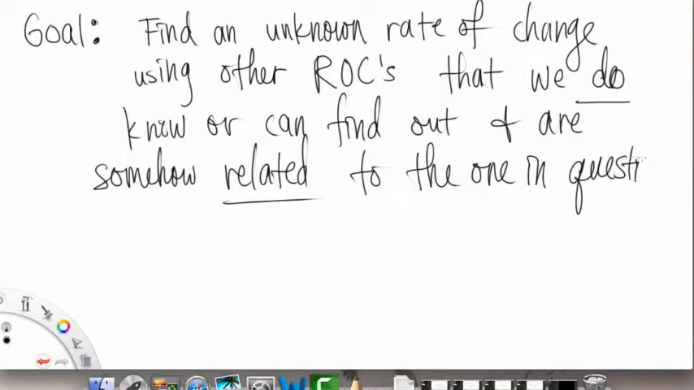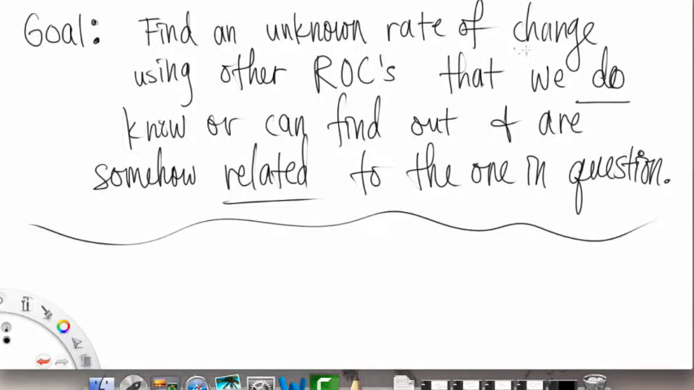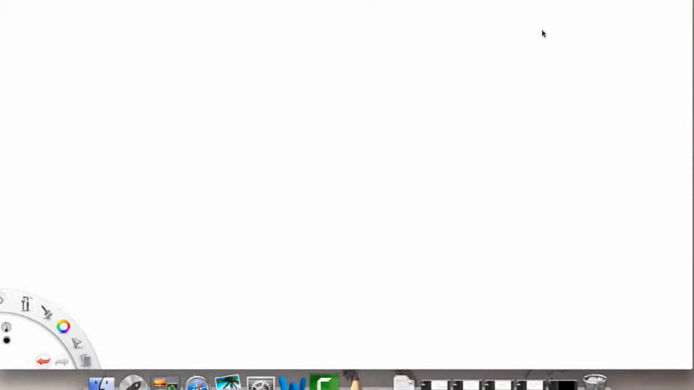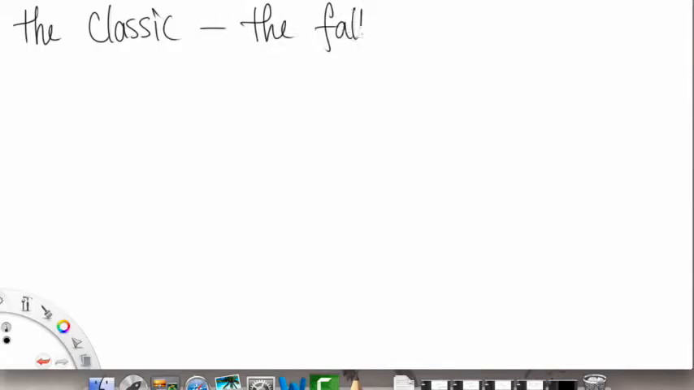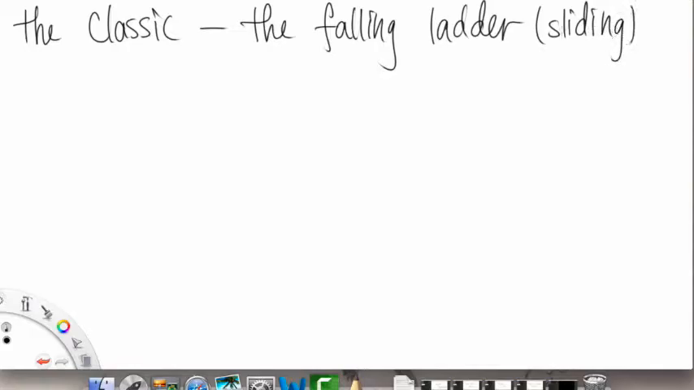Okay? So I think that the best way to explain, other than this whole conceptual overview, is that one of the best ways to explain and teach things is by showing you through an example. So we're going to start with the classic. It's called the falling ladder, or the sliding ladder. So the falling ladder, aka sliding ladder. Okay, so what is this?